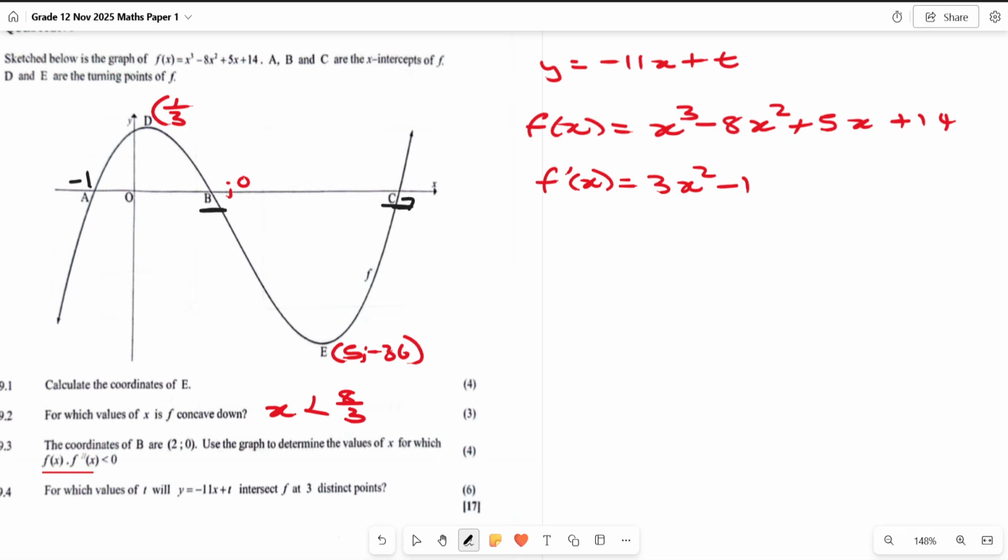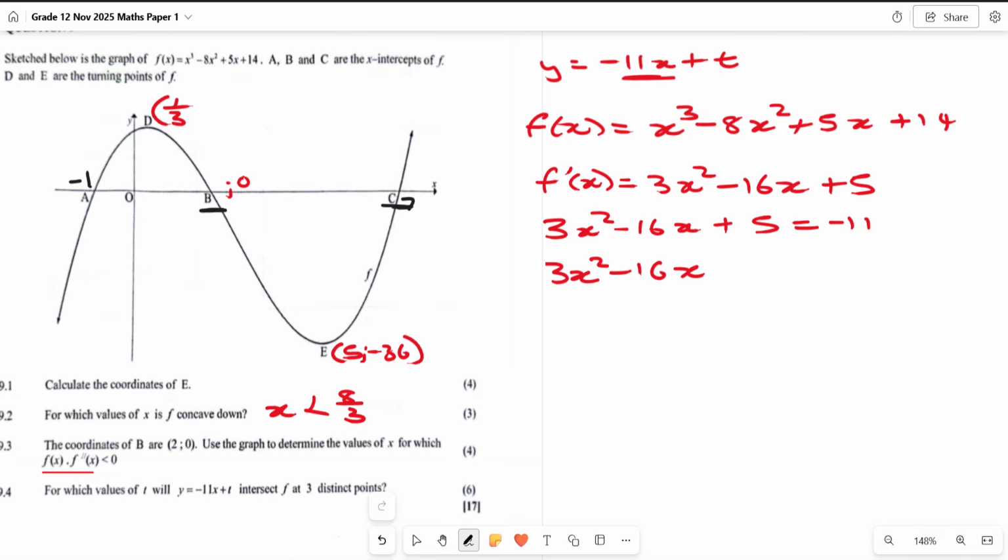3x squared minus 16x plus 5. That's what we have there. Now what we need to do is equate this to the gradient of this equation here. We're going to equate this to minus 11. So 3x squared minus 16x plus 5 is equal to minus 11, not minus 11x, minus 11. Now let us solve. 3x squared minus 16x, so minus 5 plus 11, basically that's going to be 16, is equal to 0. So we have 16 and 16x.